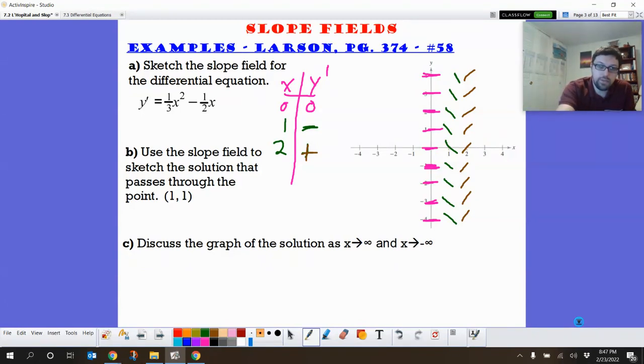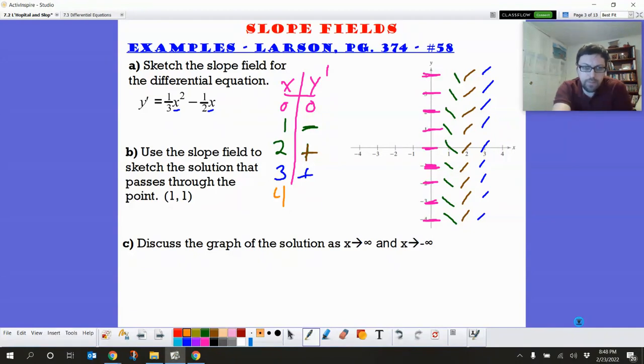Next, I'm going to do 3. If I put 3 into these x spots, I'd have 9 divided by 3, so that's 3 minus 3/2. That's still positive. Okay, so these are still going up. And notice, because it doesn't matter what the y value is, I'm still going to have a positive value. It doesn't even change what I get for the differential equation because there's no y.